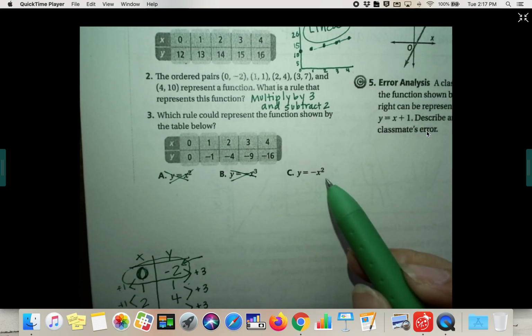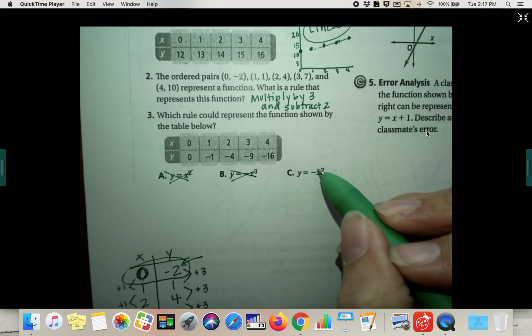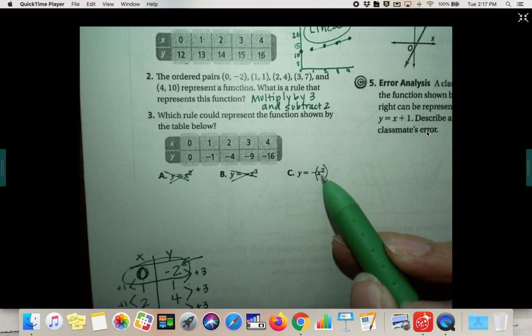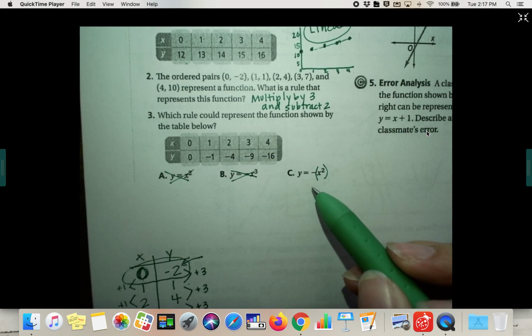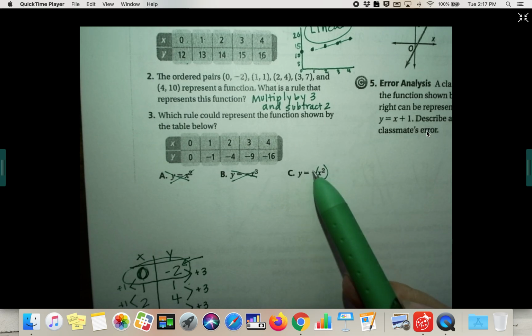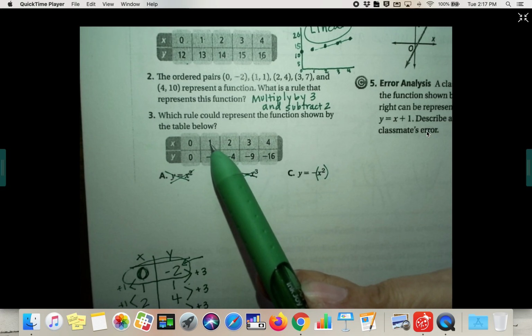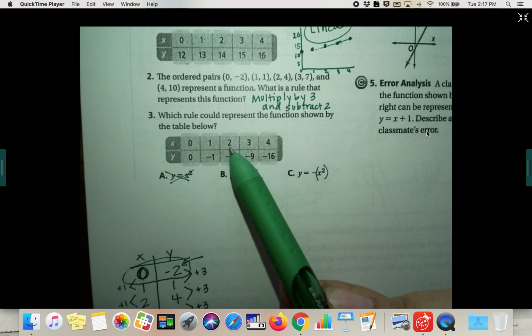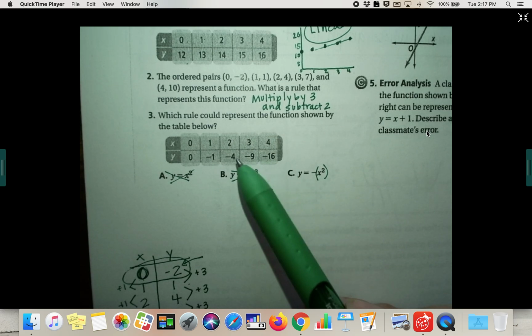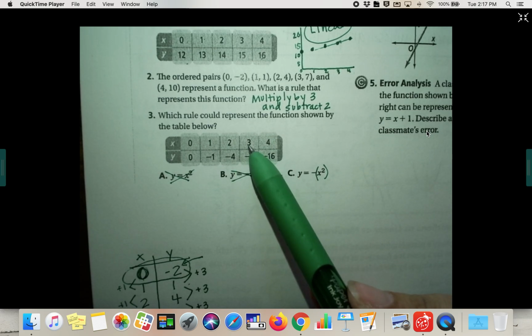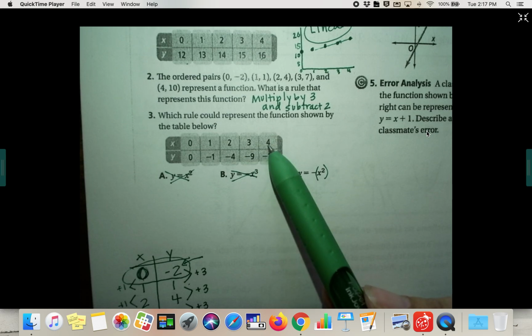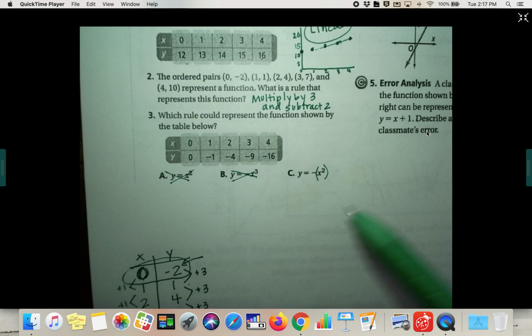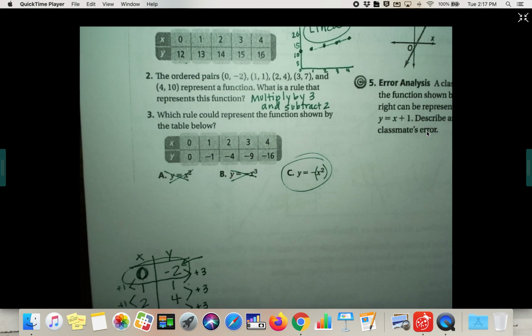So let's check and see if -x squared works. What you're going to do is square it and then make it negative. The negative's kind of going to attach itself back to it. So 1 squared is 1, and then we're going to make it -1. 2 squared is 4, and then -4. 3 squared is 9, -9. 4 squared is 16, -16. So it is this one.